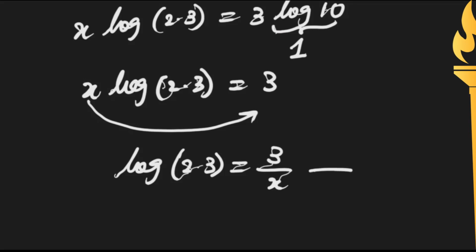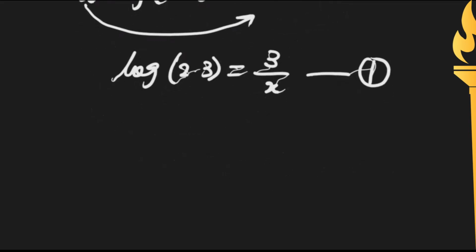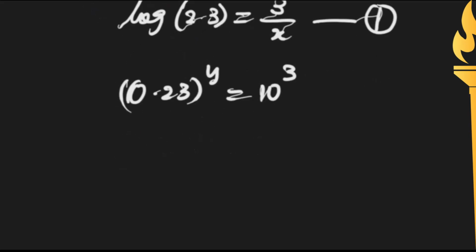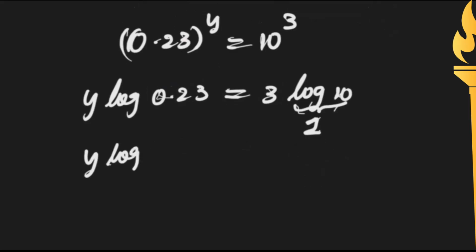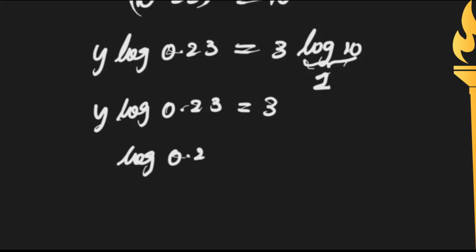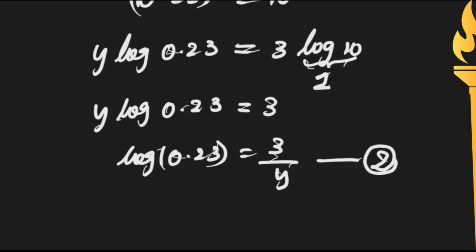and if we bring this x to the right hand side, we would get log 2.3 is equal to 3 by x. Let's consider it as the first equation, and similarly 0.23 power y is equal to 10 to the power of 3. If we apply log on both sides, y log 0.23 is equal to 3 log 10. Log 10 is 1, so y log 0.23 is equal to 3, and log 0.23 is equal to 3 by y, and this is considered the second equation.